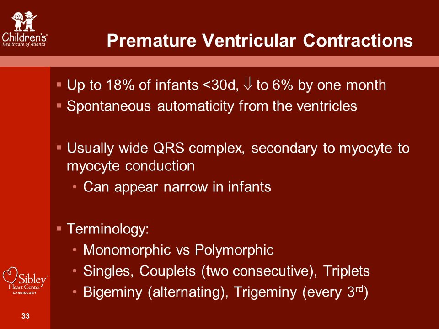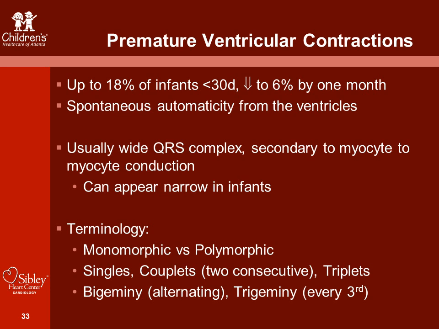They can be monomorphic, meaning the morphology of each PVC is the same, indicating that the spontaneous automaticity is coming from one region of the ventricles, versus polymorphic, or multiple different morphologies, indicating that the spontaneous automaticity is coming from multiple different sites within the ventricles. Singles, meaning occurs one at a time and in isolation. Couplets, meaning you get 2 in a row. Triplets, 3 in a row.